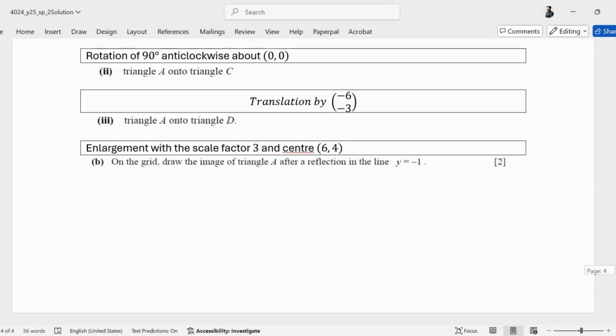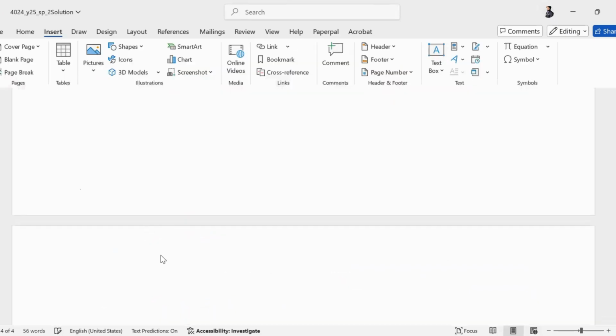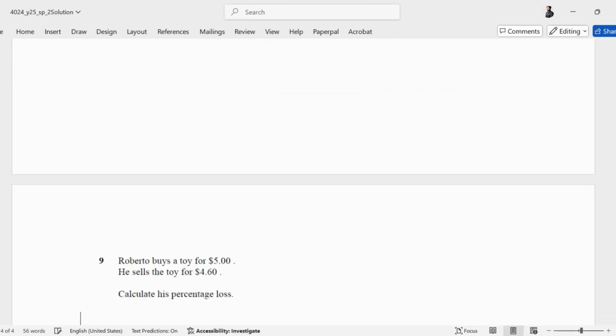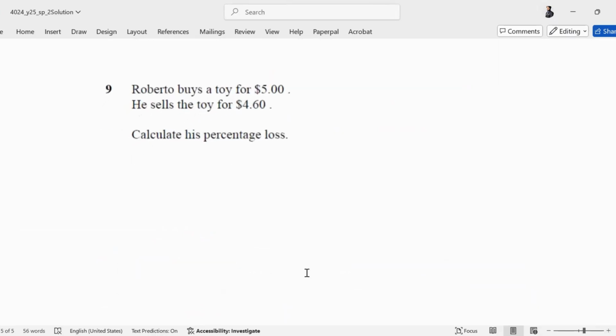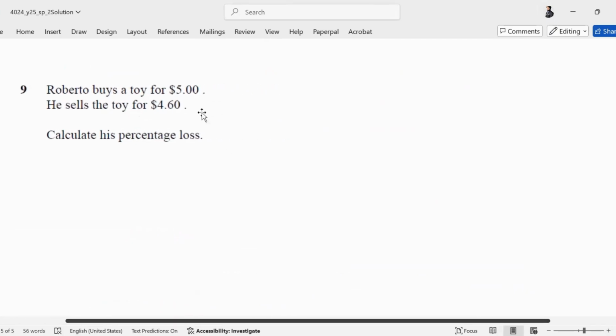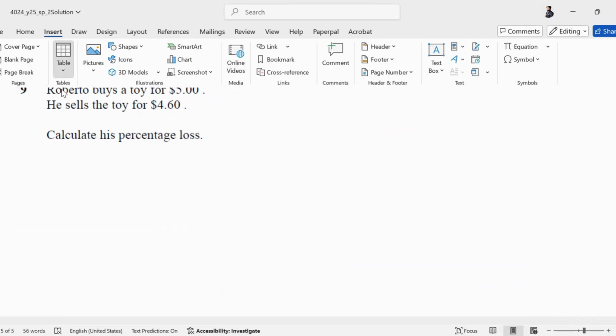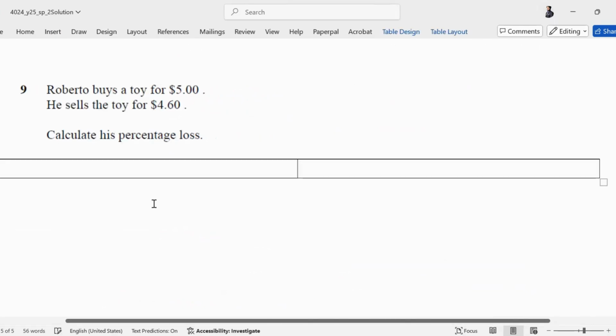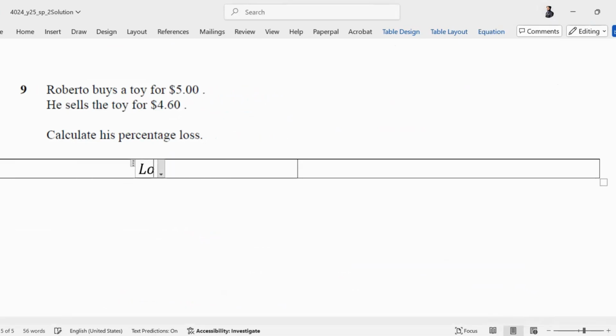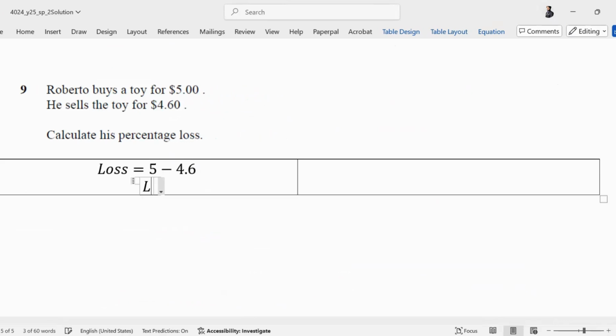On to question number 9. Okay, Roberto buys a toy at $5. He sells the toy for $4.6. I'll help you with the rough working as well in this question. Calculate his percentage loss. If I wanted to calculate his loss, I will have to take 5 and subtract 4.6 from it, which means that the loss is $0.4.